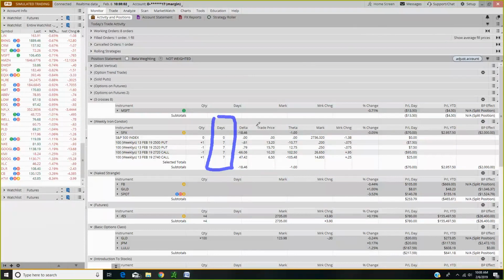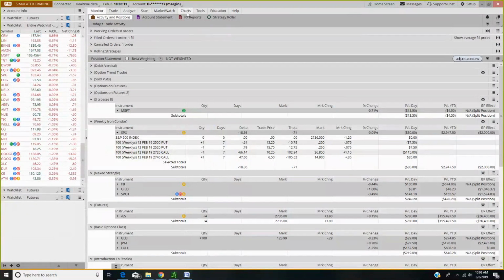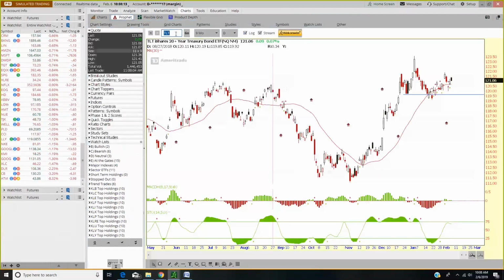2500, 2520, 2720, 2740. Okay? So let's go to our chart. Let's go to the SPY.